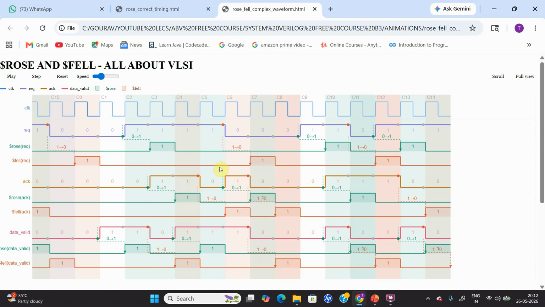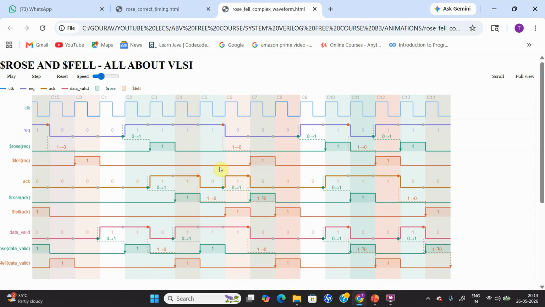And in this particular example, we can see over here the REQ value is equal to 1. And here at this particular passage of clock, the REQ value is equal to 0. So there is a falling transition, right? That's the reason your $fell is becoming 1. This function is returning 1. And where there is a positive transition, in all these particular cases it is not returning 1.